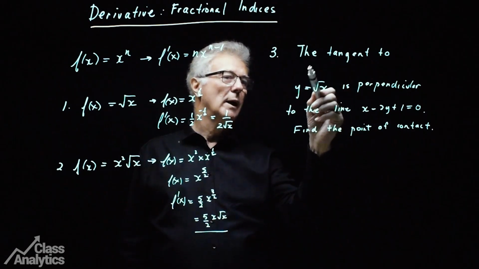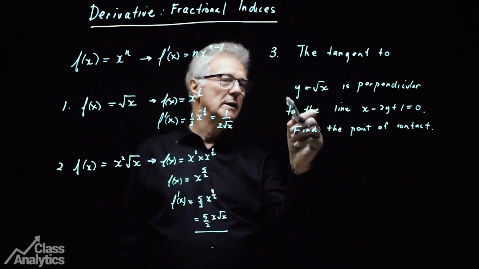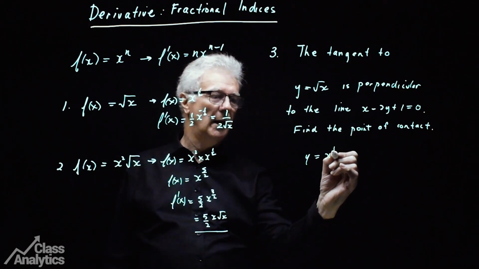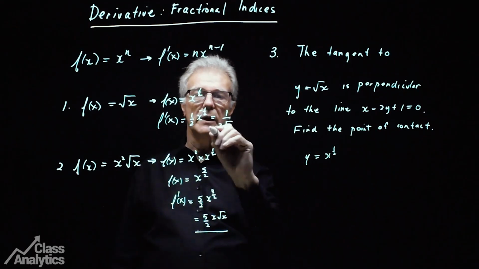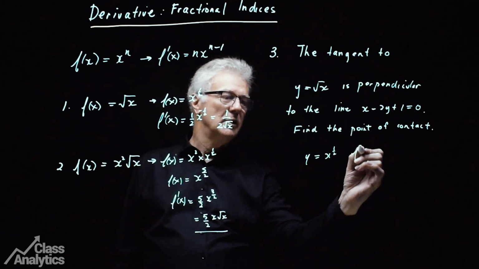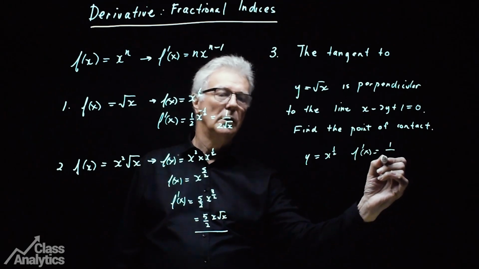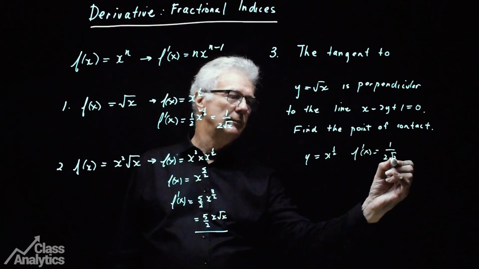Okay, so we're going to work out the tangent by differentiating this. So we have y equals x to the half. We know what that is, we've just done that over here. So f dash x is equal to 1 over 2 root x.